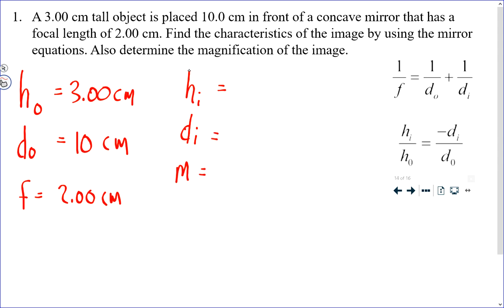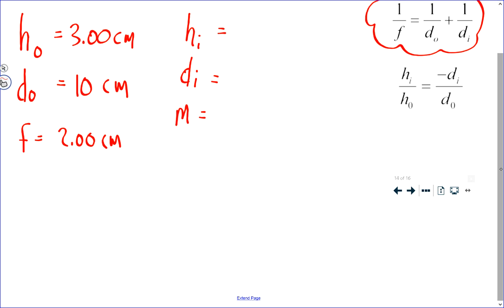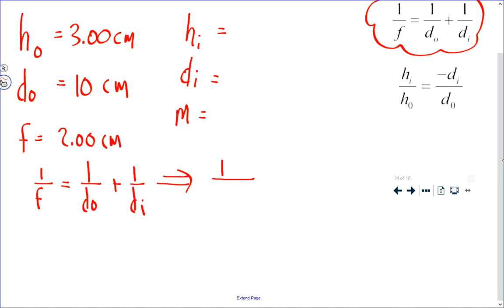Well, we know F and we know dO. So when we take a look at this equation, we know two of the three variables, so we can solve for dI. Let's take a look at what that's going to look like. It's 1 over F equals 1 over dO plus 1 over dI. So when we put the numbers in, we have 1 over the focal length, which was 2, equals 1 over dO, which is 10, plus 1 over dI.